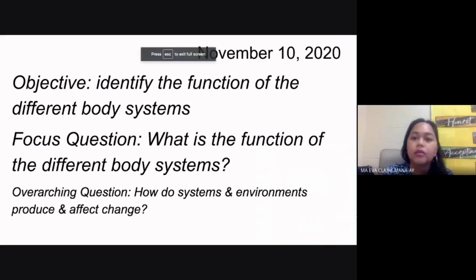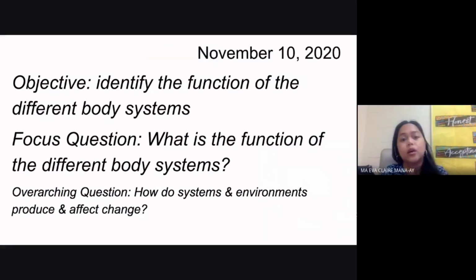All right, now today is the 10th of November. Your objective is still the same, and that is to identify the function of different body systems. Your focus question, overarching question, is still the same: what is the function of the different body systems? Now, yesterday we talked about homeostasis and how it is very important for your body to be able to maintain that internal state of balance.